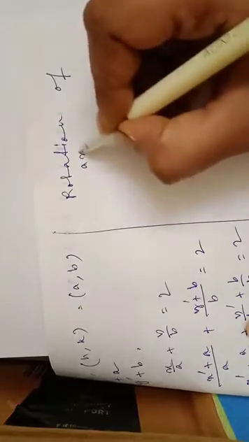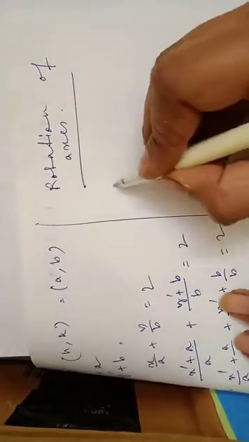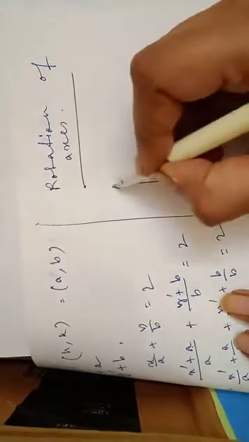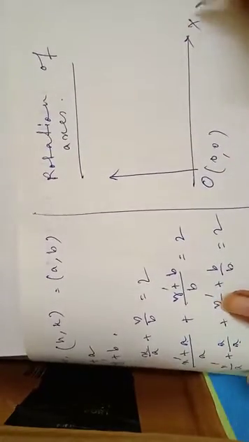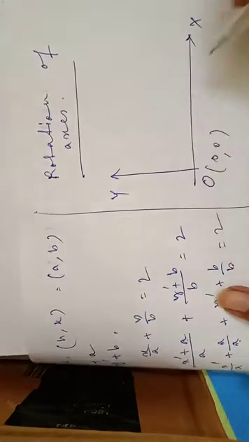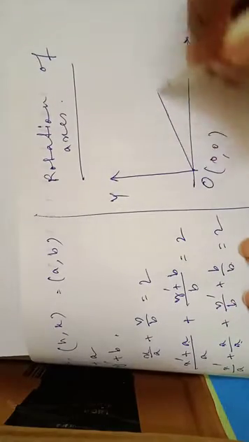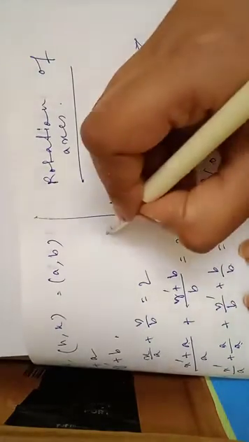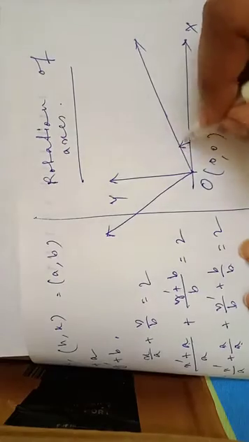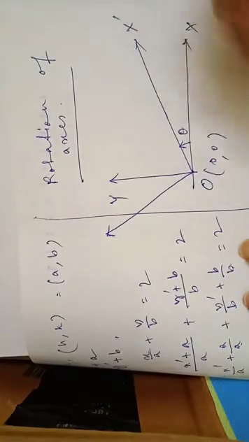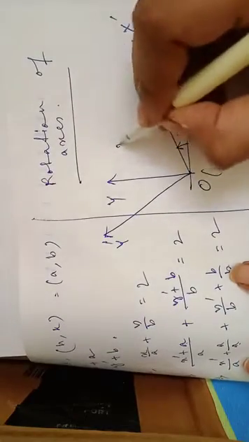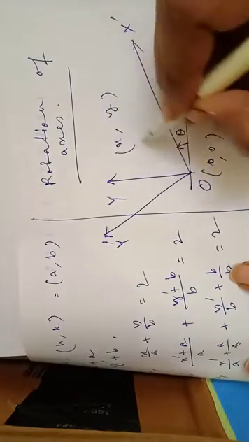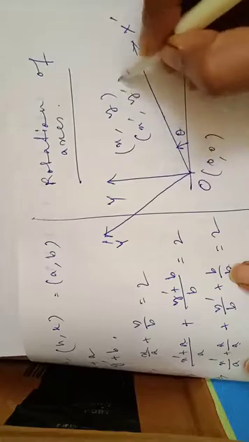Rotation of axis. We have the normal coordinate system with origin O at 0, 0. This is x, this is y. Suppose the coordinate system is angled like this, for some angle theta. So this is our new x dashed, this is our new y dashed. Then what will be the relation between the old system xy and the new system x dashed y dashed?